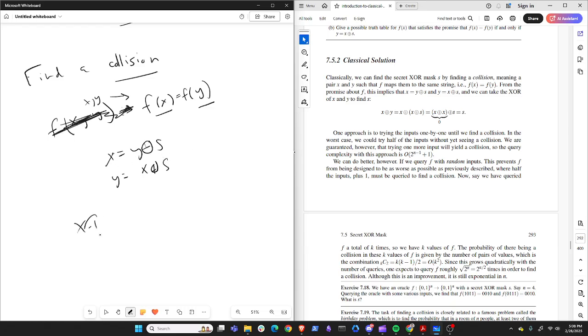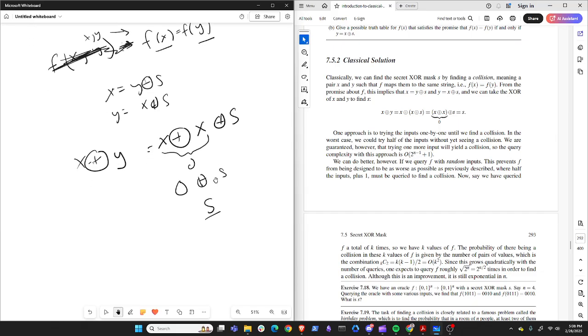So we XOR x and y. That breaks down, since we know that y equals x XOR s, we can decompose this into x XOR x XOR s. X XOR with x, of course, gives us 0. So we wind up with 0 XOR with s, and that yields the secret string s.